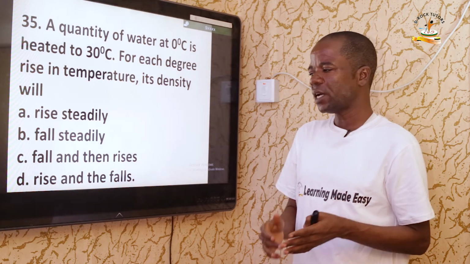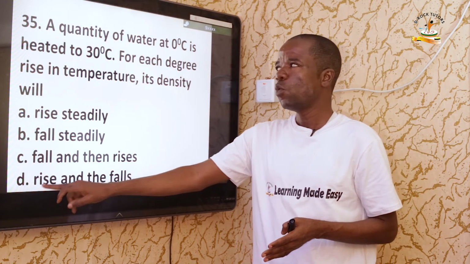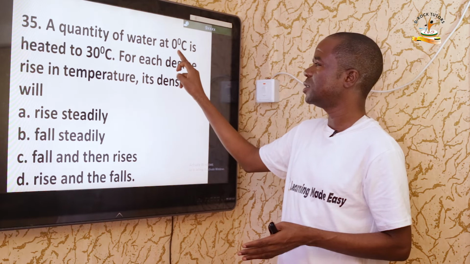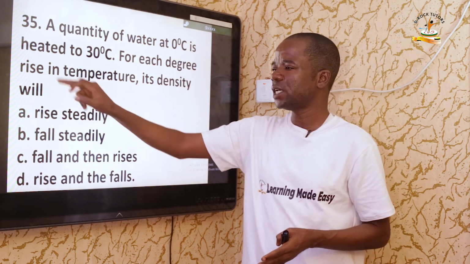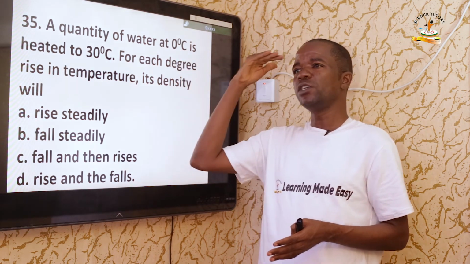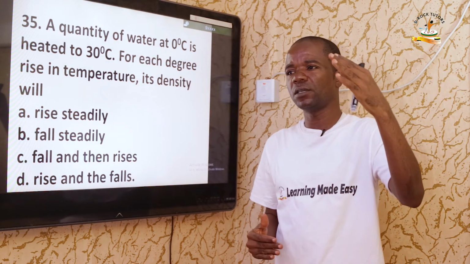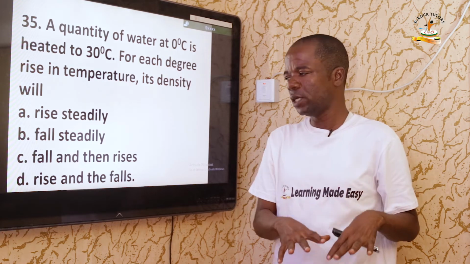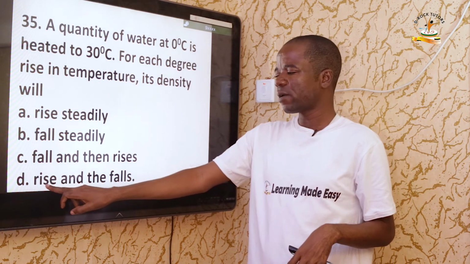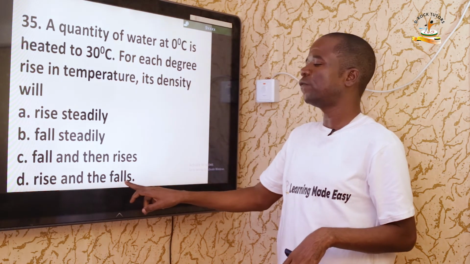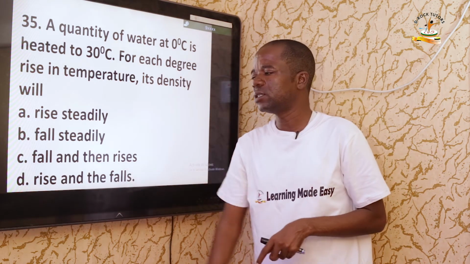So the correct answer here will be it rises, and then falls. When you're heating the water from 0 degrees Celsius, before it reaches 4 degrees Celsius, the density begins to rise and then it reaches the maximum density at 4 degrees Celsius. But after 4 degrees Celsius, the density begins to decrease. So the density first of all rises and then it falls. So the correct option is D.